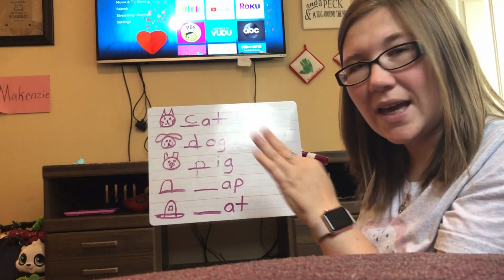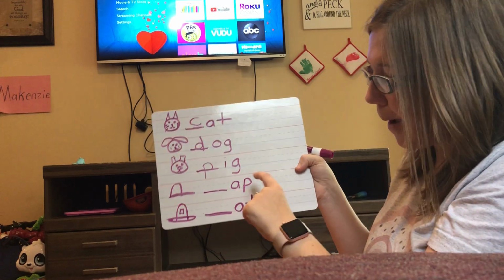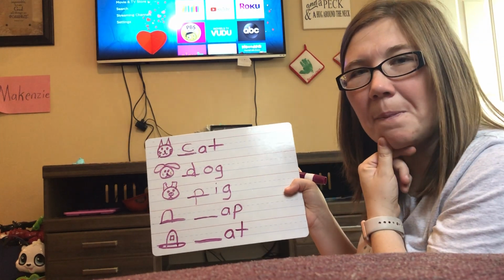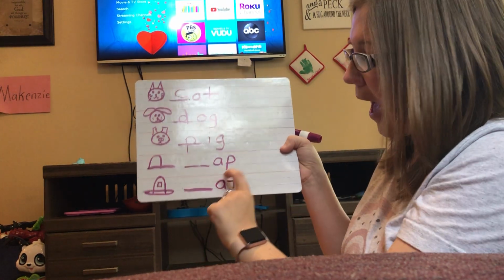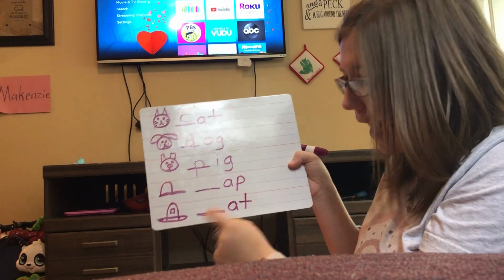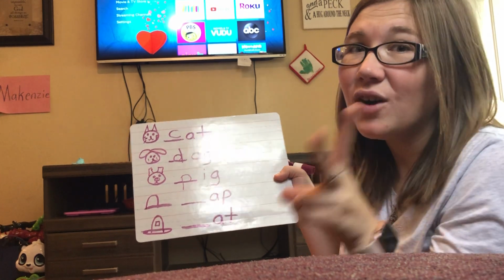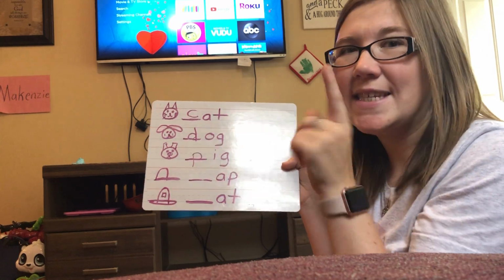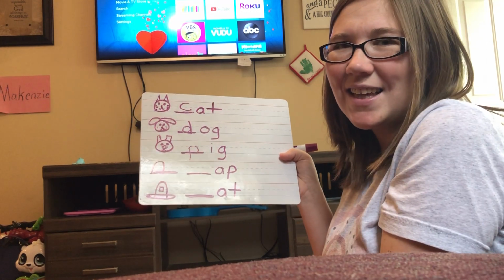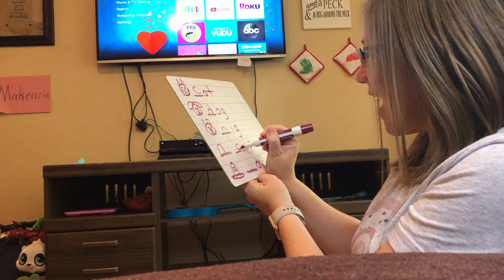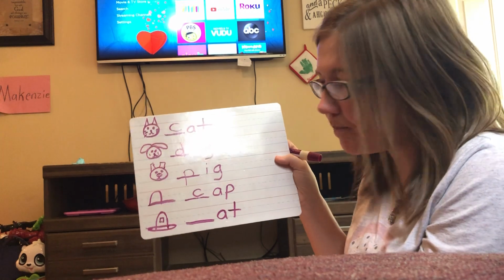C-a-p. Three. Let's say it again. C-a-p. So what sound are we missing? K-k-k. Good. C-a-p. Cap. What letter says k, k, k? You're right, there are two letters that say k: a C and a K. But for this word, what do you think? A C. Good job. Cap. Okay, last one.